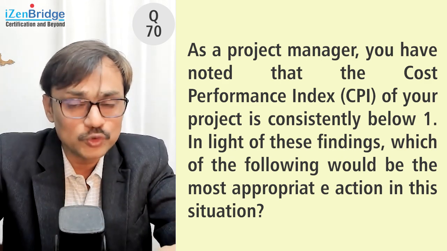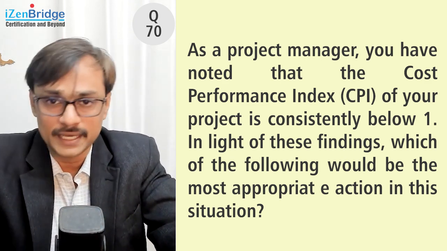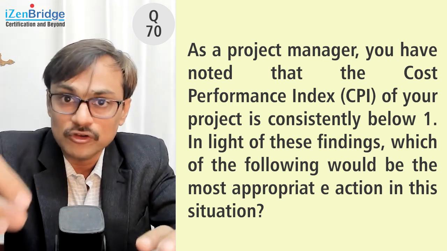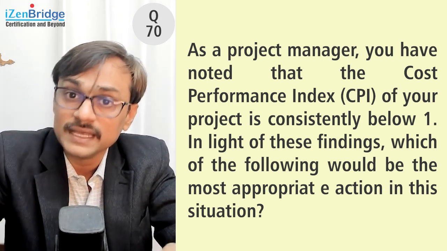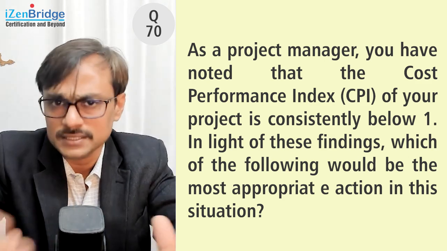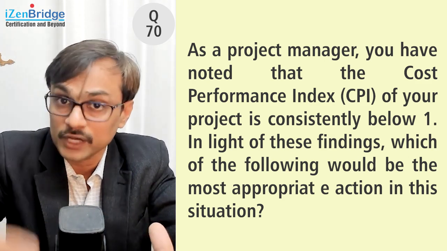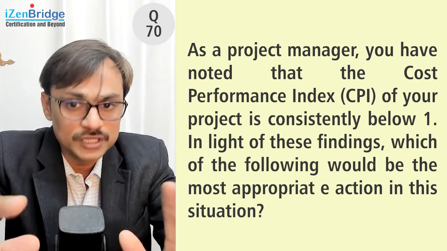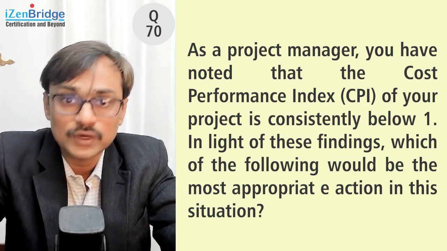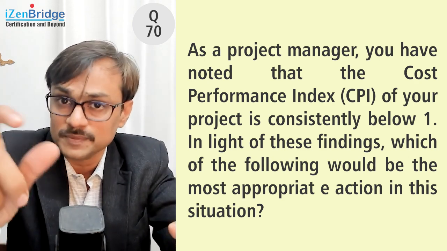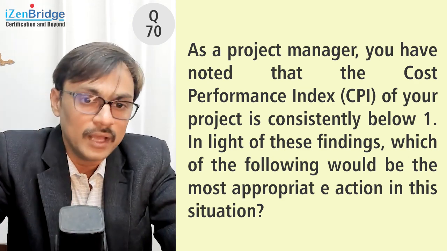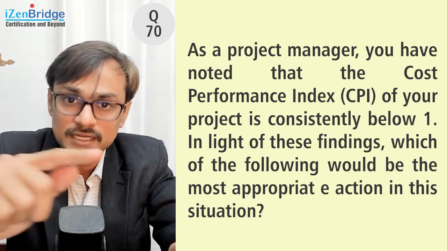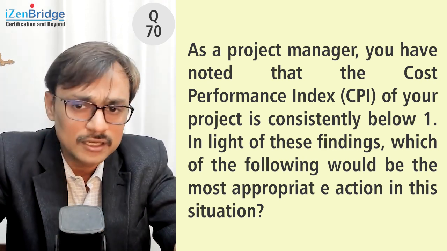Now, before I go to the options, I want to talk about what CPI is. Cost performance index, if it is less than 1, means we are spending more money than we should be spending. This phenomenon is also called being over budget. The more it is less than 1, the more extra money we are spending. And we have been doing it for a while, because the question says it's been a while that CPI was less than 1.